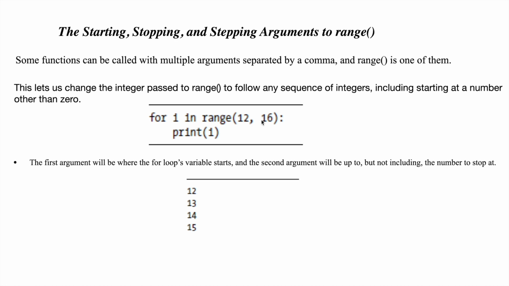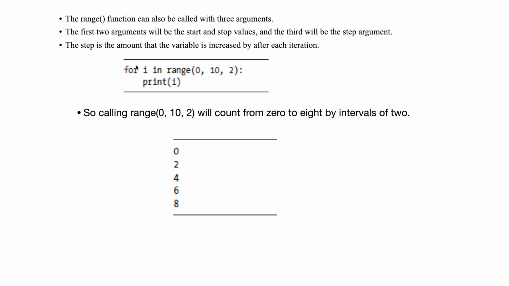In the next example, I am passing three arguments here. For example, 0, 10, 2. What is the meaning of it? 0 is the starting value, 10 is the stopping value. It should start from 0 and stop at 10. But what is this 2? This is the stepping value. Stepping means how much it should increase by. What is the value? 2. So 2 steps. That means 0, 2, 4, 6, 8. See, it should increase by 2.